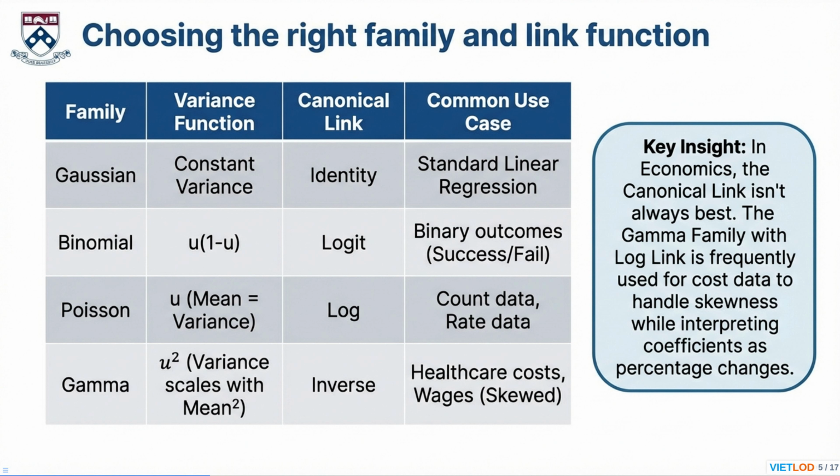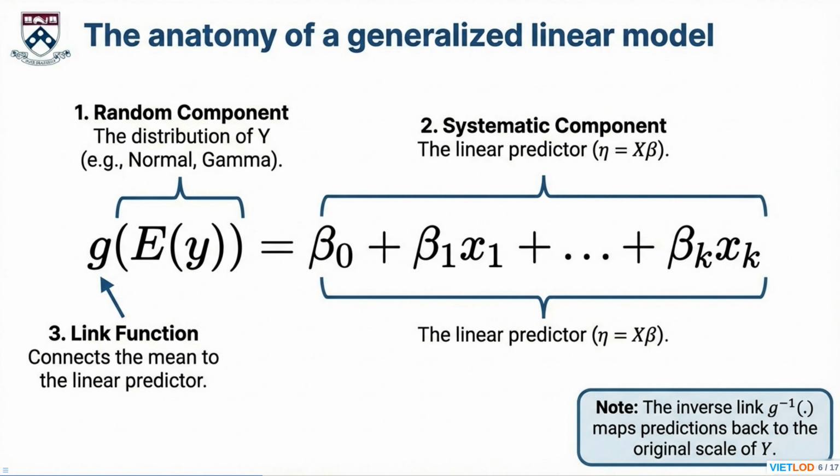In health economics, we often model cost data. This data is skewed and strictly positive. The gamma family is a good fit for the distribution, but using a log link instead of the canonical inverse link is often preferred because the resulting coefficients can be interpreted as percentage changes, which is very intuitive. Now that we understand the core components and how to choose them, let's review the key assumptions we must satisfy for a GLM to be valid.